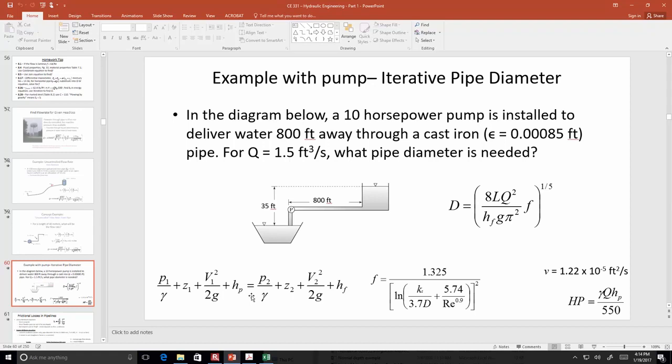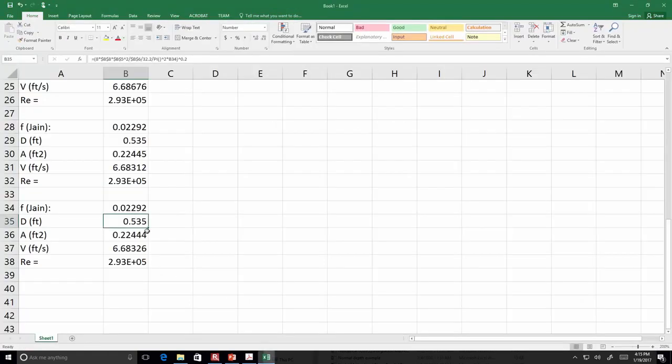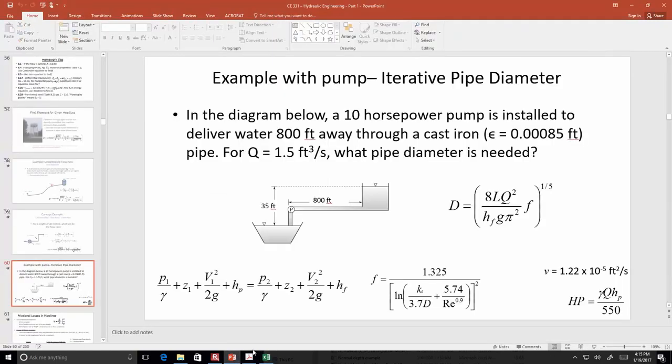So if we decided to round down, if instead of this required diameter of 0.535, we just put in a 6-inch pipe, which is a half-foot diameter, then we wouldn't get 1.5 cubic feet per second. The flow rate we could get out of a smaller diameter pipe would be lower because there's going to be the same amount of energy loss. There's going to be 23.79 feet of loss, but it's just that we would arrive at that loss at a slower velocity with the smaller pipe diameter.